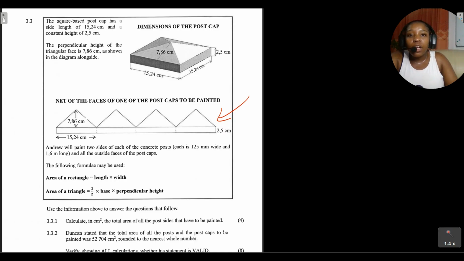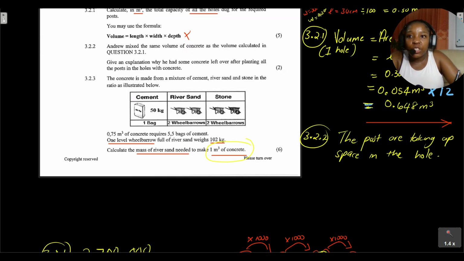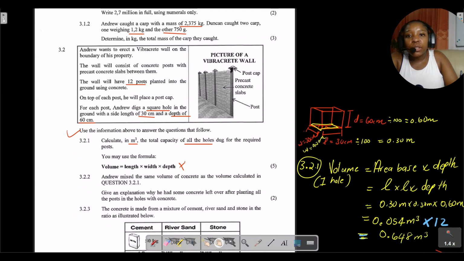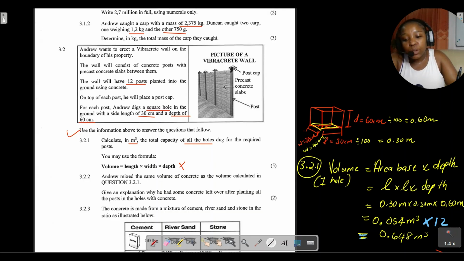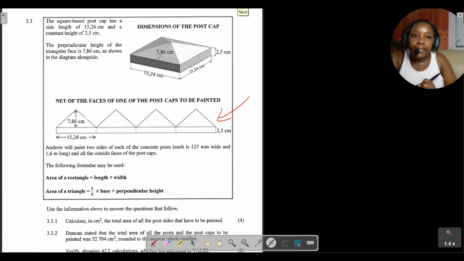We're not going to forget what we've done in the previous question. We are just trying to determine the total area of the posts that have to be painted. Remember, we were told that it was 12 posts. He wants to paint 12 posts, and we were told that he will only paint two sides of the concrete post. And we're given the dimensions of the concrete post. So what are the dimensions of the concrete post?